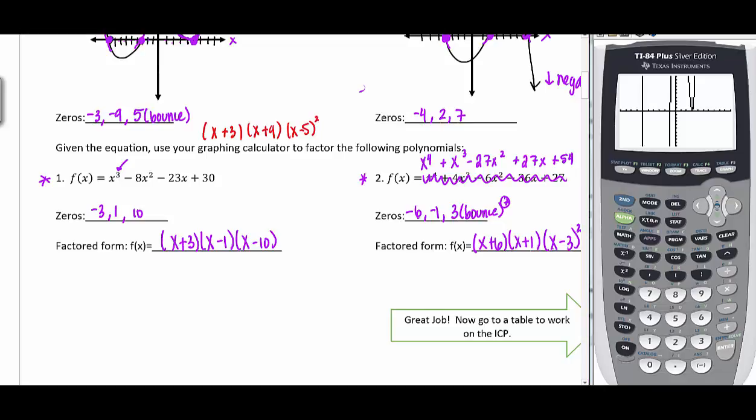So that's important. At the bottom of your note sheet, I want you to write down: square the factor if there is a bounce.